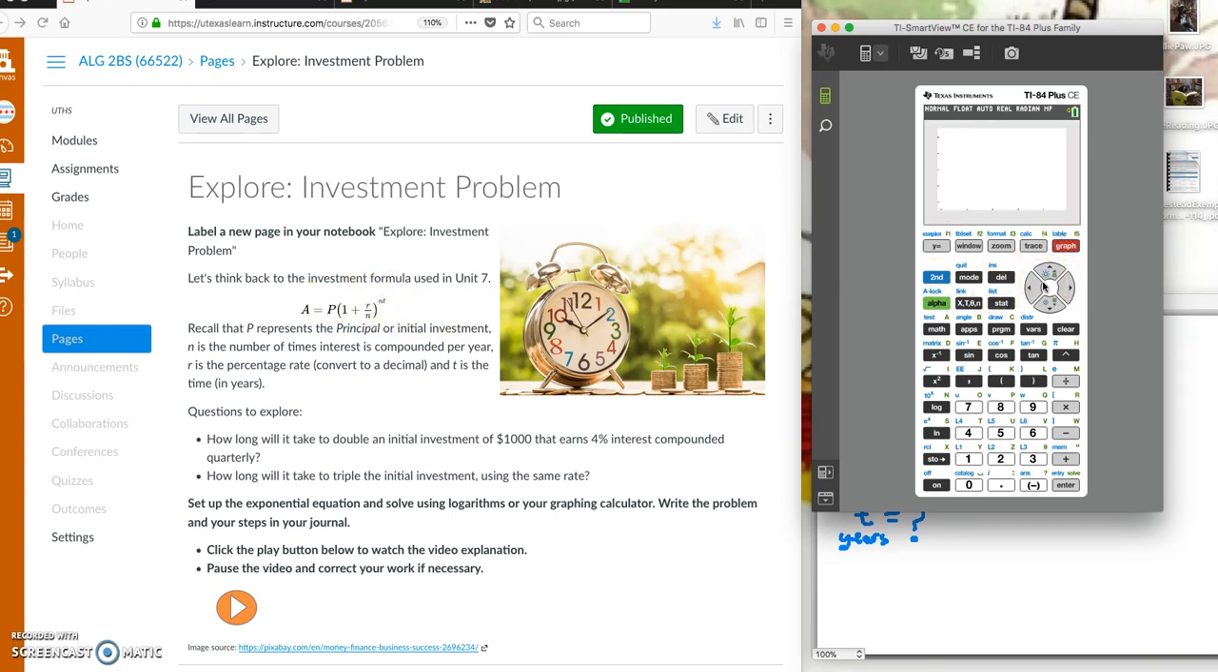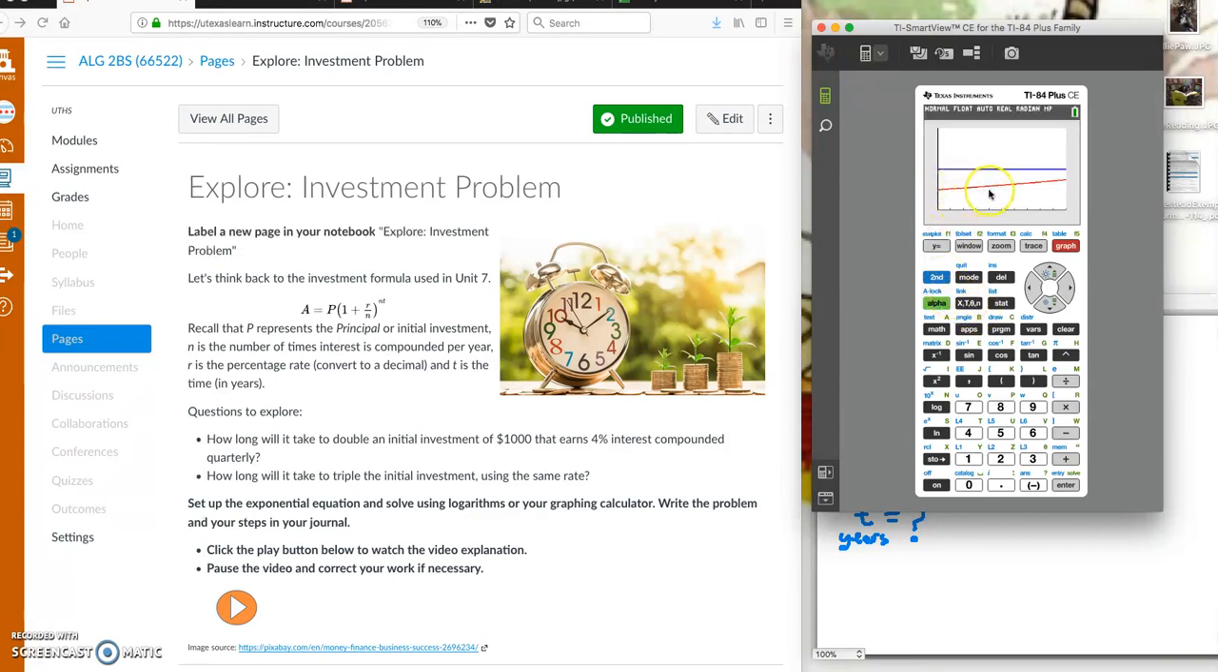Let's graph. Likely not going to see much in that graph since the numbers we're using are in the thousands. We'll adjust the window. I don't know how many years this is going to take. Let's try 0 minimum, 10 maximum, 0 minimum. The y value is going to be these thousands of dollars, so let's try $4,000. I'm thinking ahead to tripling the initial $1,000 investment, so $3,000 might be technically good enough.